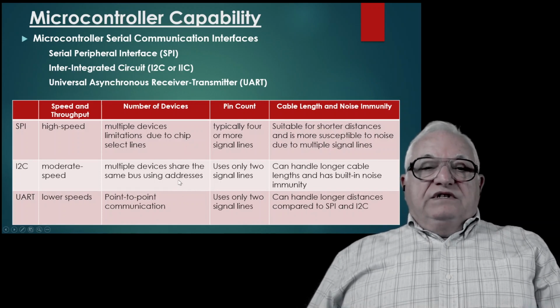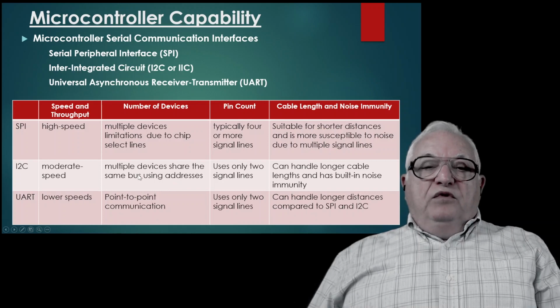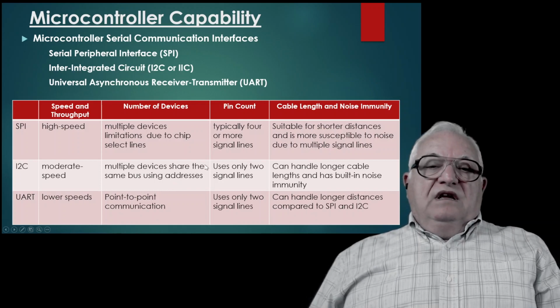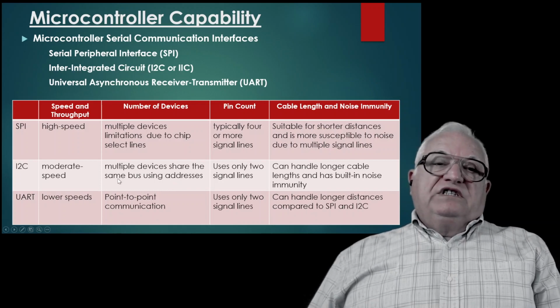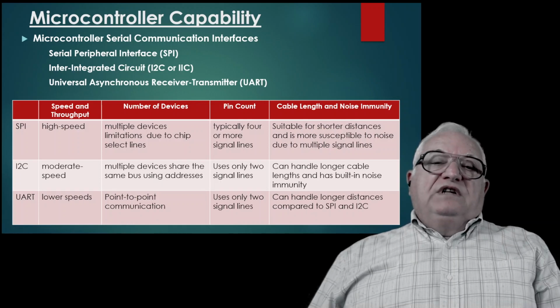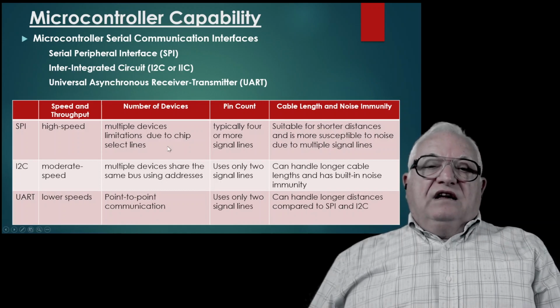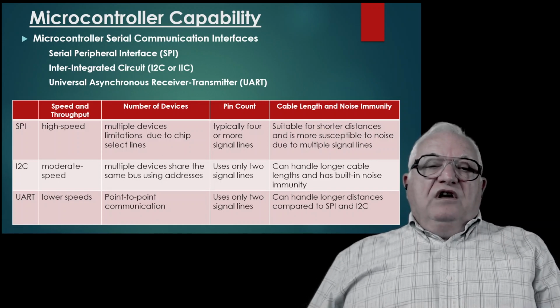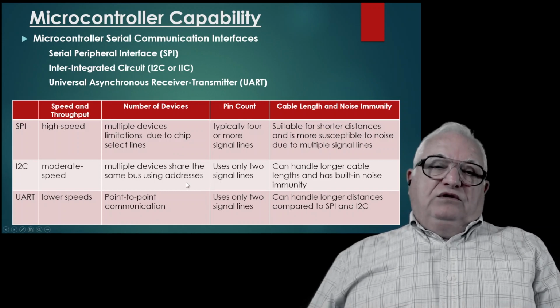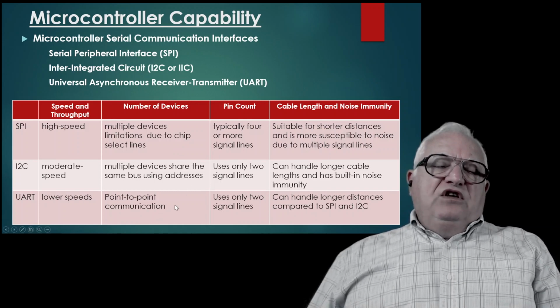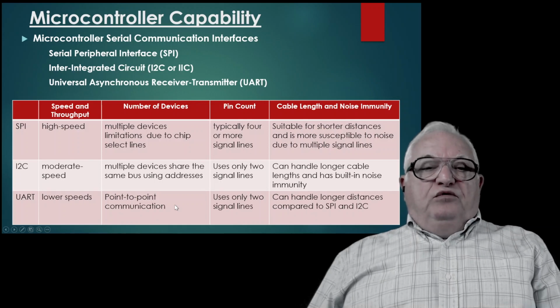With the I2C, you can also hook up multiple devices. However, they share the same bus because you communicate using the address of each device. So with the SPI, you need a chip select, a hard cable, to communicate. With the I2C, all you need to do is know the address of the device you want to talk to. And finally, the UART is a point-to-point communication.